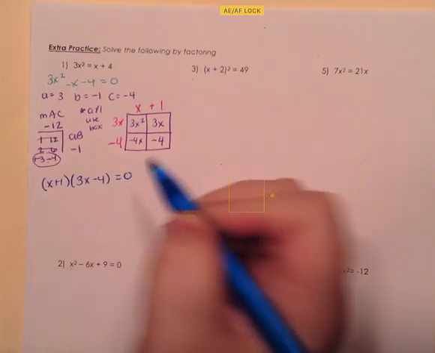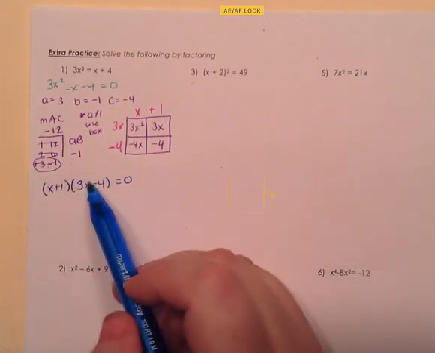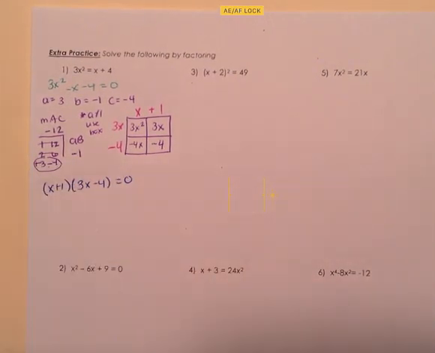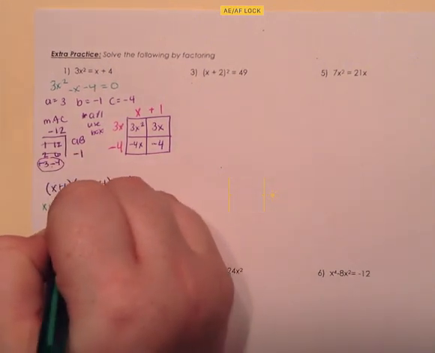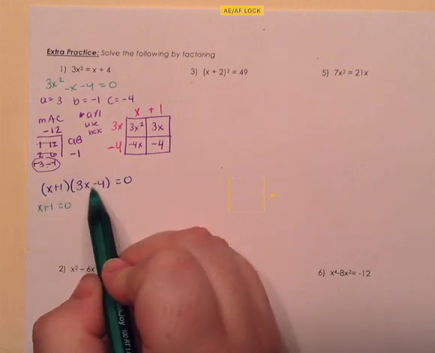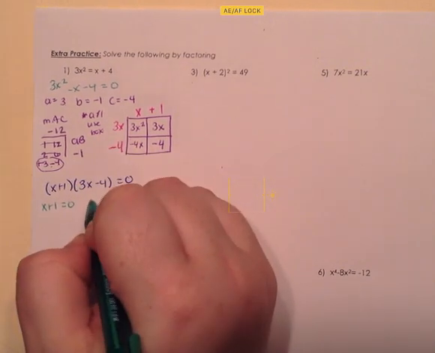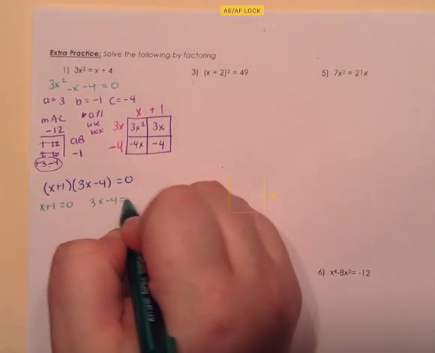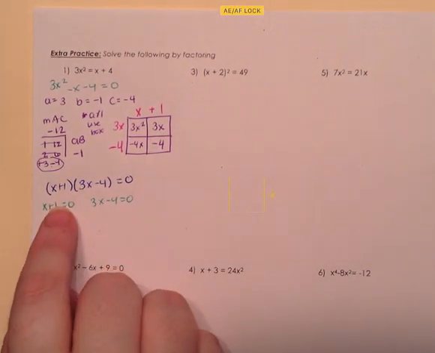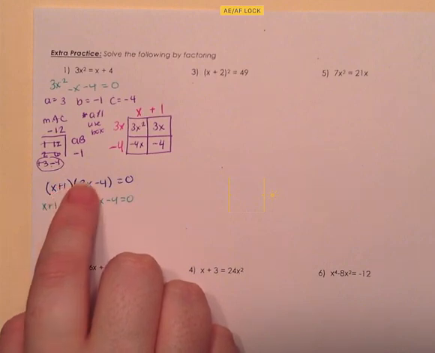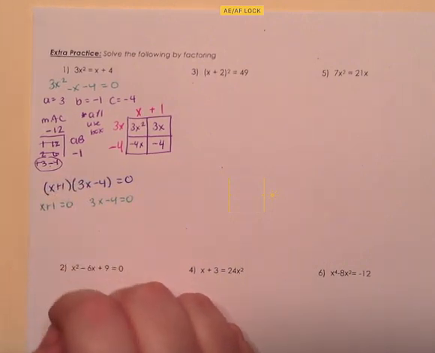That's still equal to 0. Now to solve these, we take each of these and set them equal to 0. So I would have x plus 1 is equal to 0 because it has a variable with it. This one also has a variable, so I put 3x minus 4 equals 0. And you can do this any way you want to. You can set them equal to 0. You can change the sign and divide by what's on the x. You can just think of this as finding your x-intercepts.